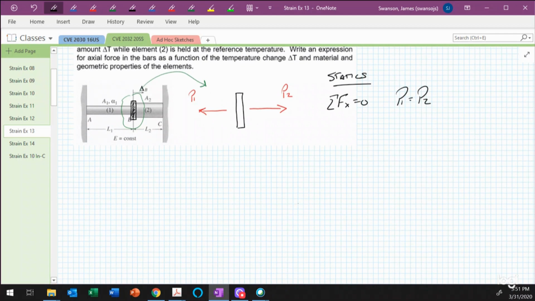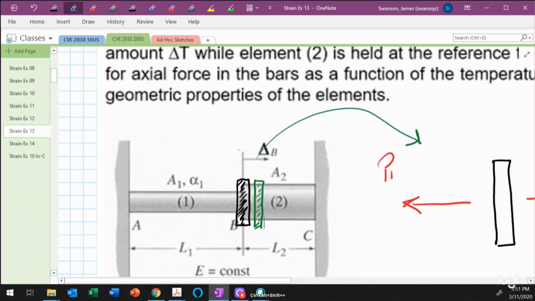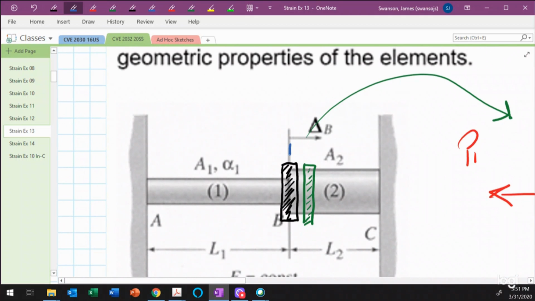All right, so the next step here would be to look at geometric compatibility. And let me go ahead and zoom in on this sketch some more. As this thing gets hotter, element number 1 is going to grow in length. And it's going to tend to cause that interface plate to shift to the right. And so the black represents the initial position and the blue represents the final position. So this displacement I've already drawn in there is going to be delta B, just like that.